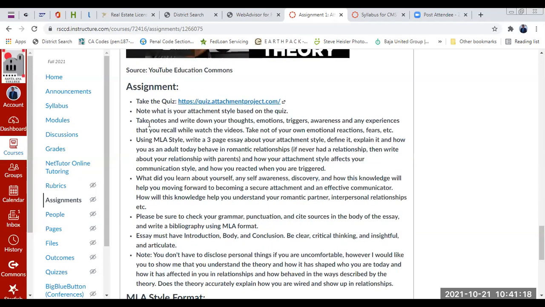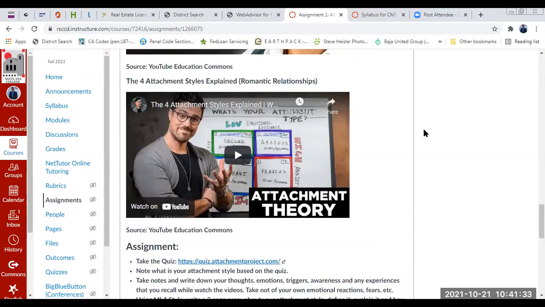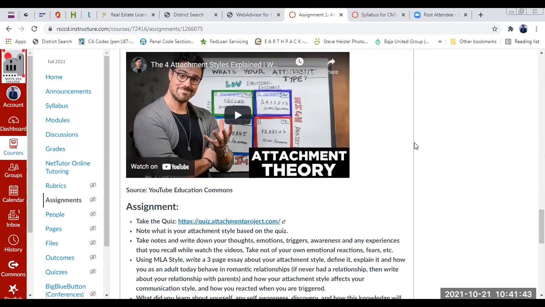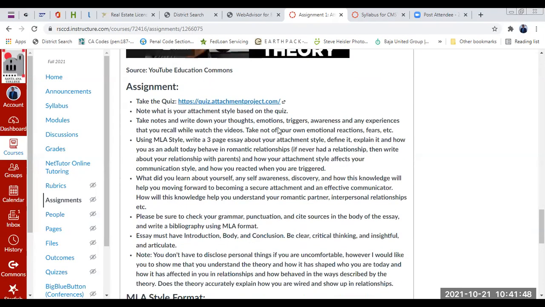And then I want you to take notes and write down your thoughts, emotions, triggers, awareness, any experiences that you recall while watching the 4 videos. Take note of your own emotional reactions, your fears. As you're watching these videos, take note of how you're reacting. Take note of the emotions you're feeling. Take note of things that pop up into your head as you're watching this. Does something resonate with you? Does something trigger you? Right? And then I want you to write those thoughts down and start gathering your thoughts.